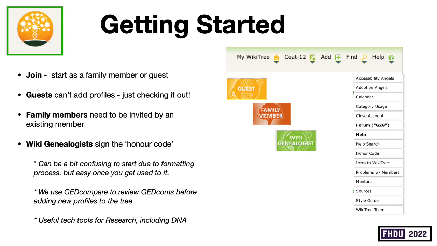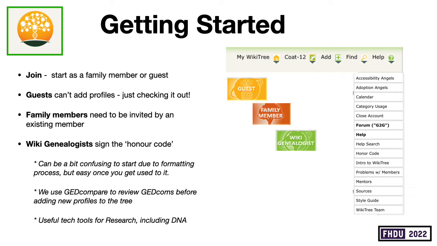So when you join up, whether you've joined as a family member or a guest or a wiki genealogist, this is a little bit of a sample of the menu that you will have at the top of your screen. And I'm going to go through some of these menu items with you and the drop downs that occur in each of them. So wiki genealogists must sign the Honor Code, and that means you can edit and add profiles to Wikitree. Now, one thing when I started, the most confusing thing was the way the formatting process worked. But once you get used to it, it's pretty easy.